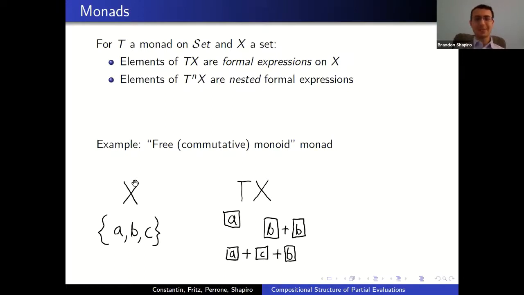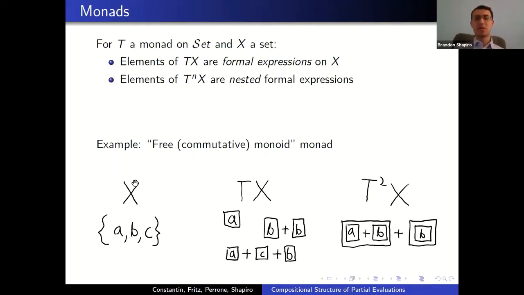In keeping with that, we can write elements of T^n of X as nested formal expressions. For T^2 of X, for instance, we have these sums with two levels of boxes around them. You can add things either inside or outside the boxes, except for the innermost boxes, but I'll get to that, I promise. For T^3 of X, you would have three levels of boxes, and so on and so forth. We'll see a little bit more about how this works.